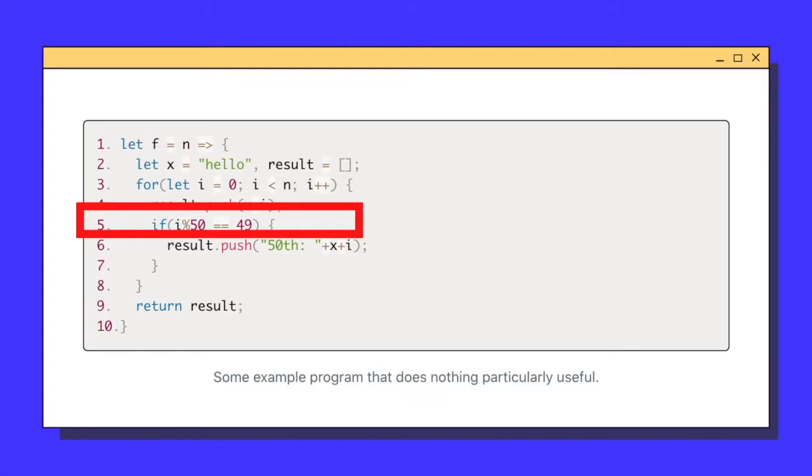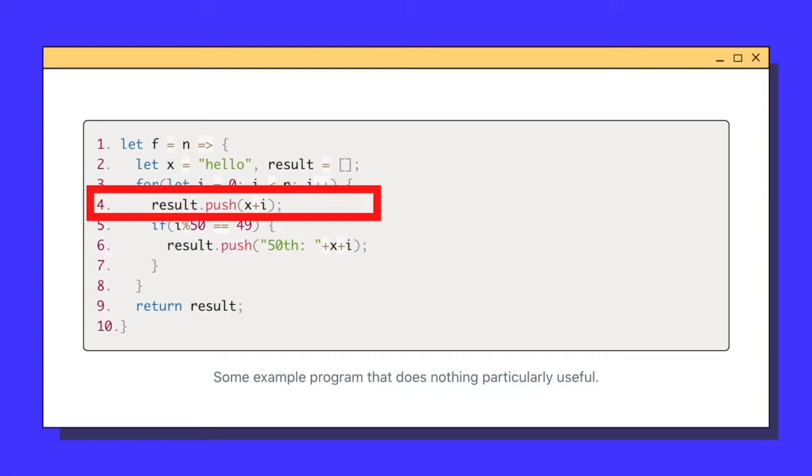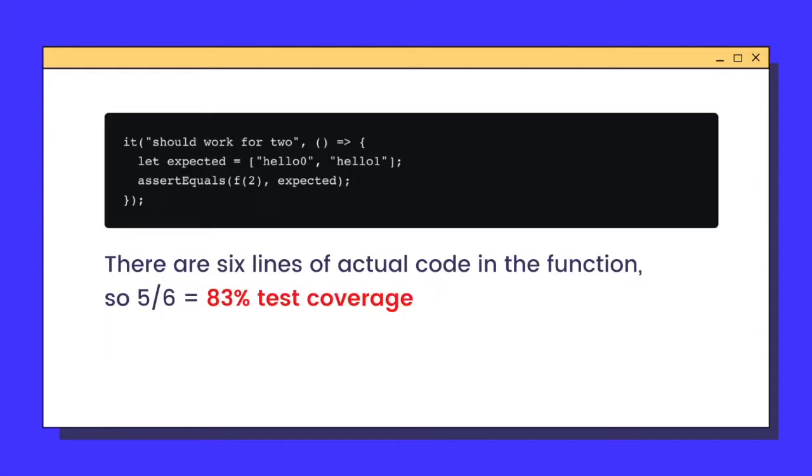So you'd be testing this line, it would execute, this line, it would execute, and this line, which would also execute. So you'd be executing 5 out of 6 lines. And indeed, that would be 83% test coverage. So just the single test gets us most of the way to understanding our function and understanding its problems.